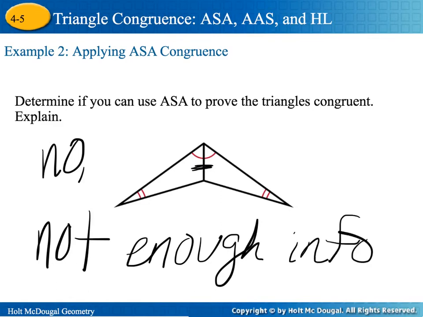Had they told us this was congruent to this, then we could say, yeah, it's ASA. But because it's not, it has to be in that order, ASA. Not angle, skip a side and skip an angle and then go side, angle. It has to be angle, side, angle.